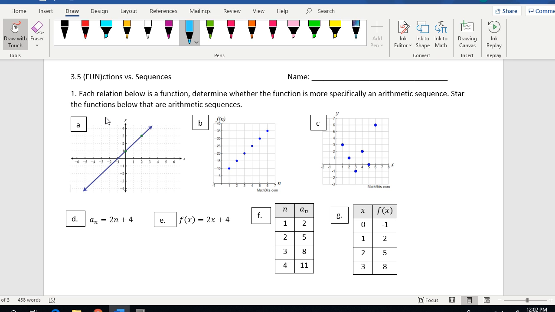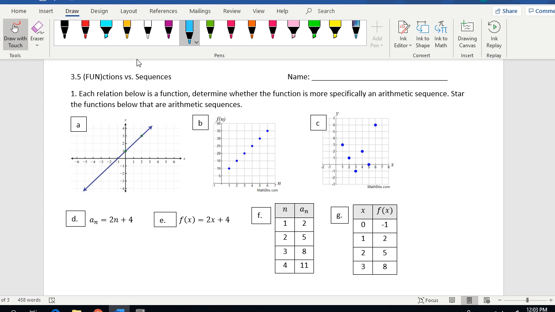In number one, each relation below is a function, and I want to determine whether that function is more specifically an arithmetic sequence. Remember, an arithmetic sequence is a sequence where you add or subtract by the same number throughout. If one of these functions is a sequence, I'm going to star it.